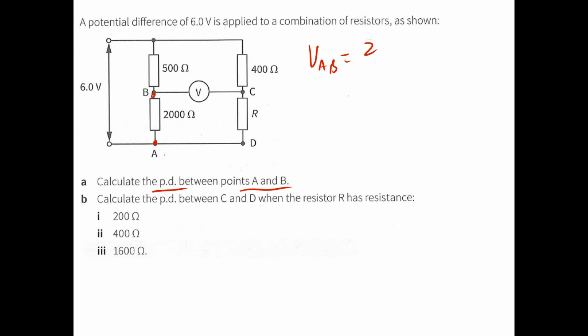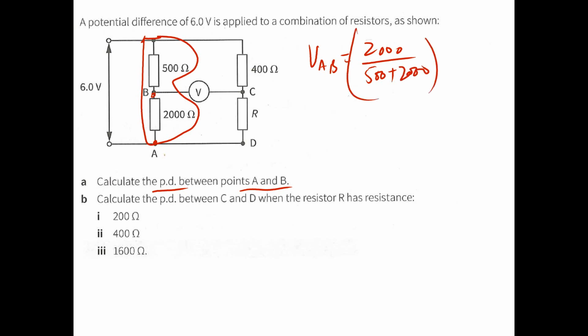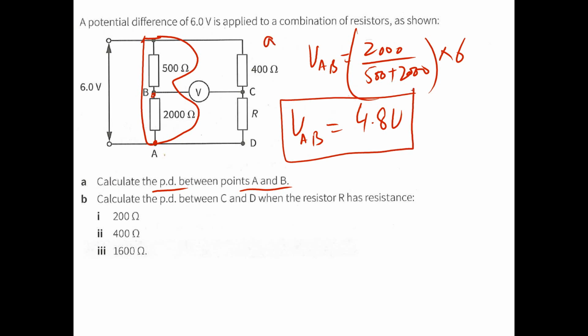We write down the resistance between these two points first, then divide by the total resistance. In this case, the total resistance is 500 plus 2000. Then we multiply by the voltage of the power supply. If we use a calculator, we get 4.8 volts. So this is our answer for part A. This is how we can answer it.